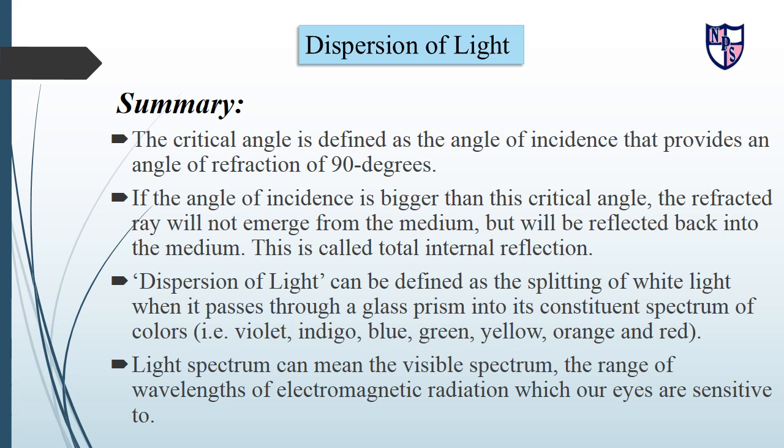Dispersion of light can be defined as the splitting of white light when it passes through a glass prism into its constituent spectrum of colors. For example, violet, indigo, blue, green, yellow, orange, and red. Light spectrum can mean the visible spectrum, the range of wavelengths of electromagnetic radiation which our eyes are sensitive to.